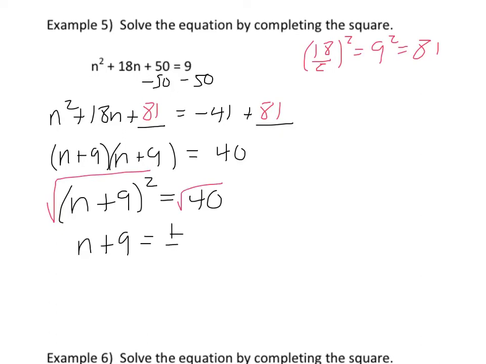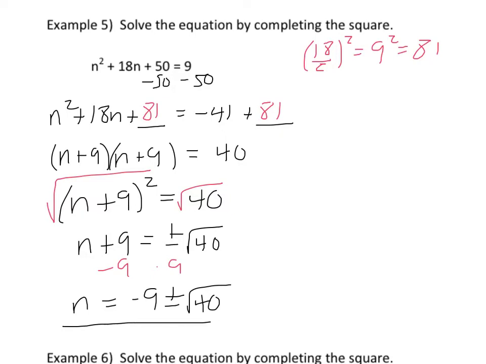Again, it's a plus minus root 40. Subtract 9 from both sides. And we have n equal to negative 9 plus or minus root 40. Now if you want to calculate root 40, you can, and you'd approximate it. Then you can combine it and go from there, but the answers would be an approximation. Whereas this is considered the exact answer.